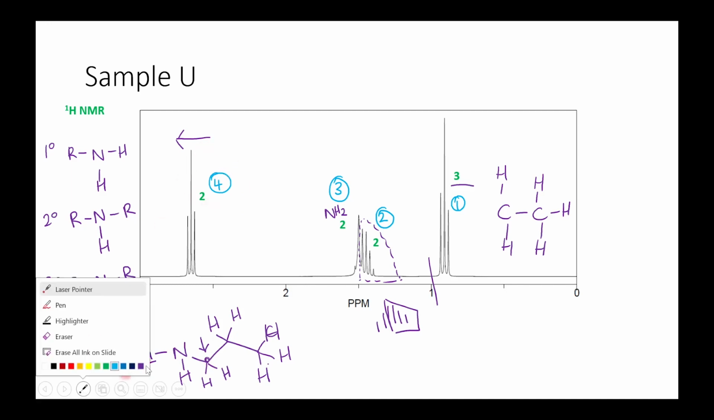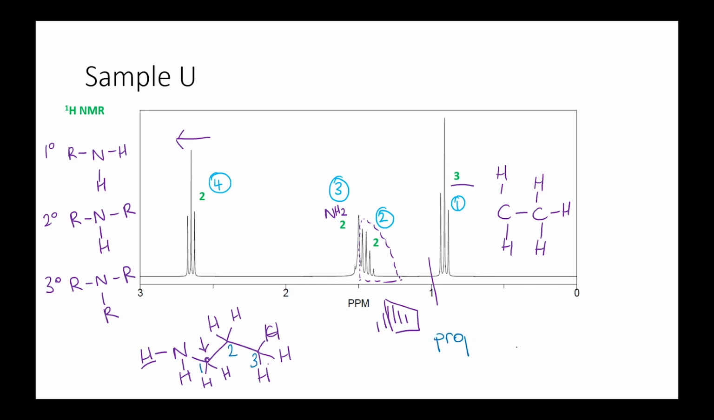So the only thing left is to name our molecule. And we obviously have propane as our base alkane. And we want to put our amine group at the lowest number on our alkane chain. So this would come at number 1. So we would have propan-1-amine.